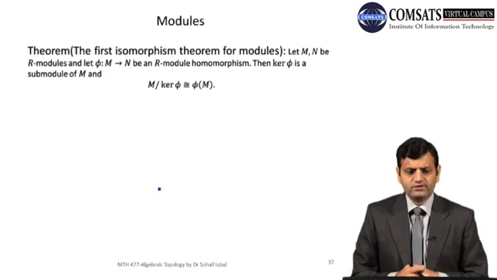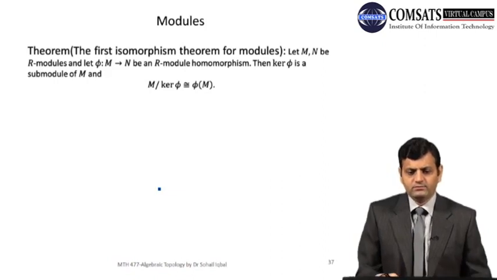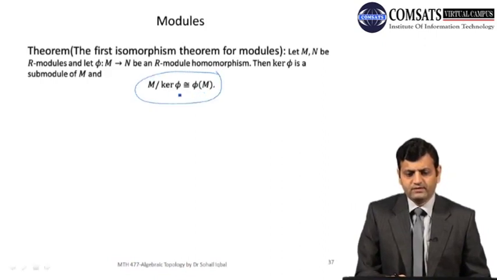Now we have our next important result, which will be used very extensively in our further discussions. It is the first isomorphism theorem for modules. If we have two modules M and N and an R-module homomorphism φ between them, then the result says that the kernel of φ is a submodule of M, and M quotient kernel of φ is isomorphic to φ(M). So we know what the kernel of φ is, we know how to define the quotient, and we know what an isomorphism of R-modules is, and φ(M) is the image of the elements of φ inside N.